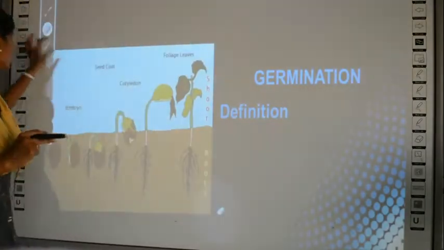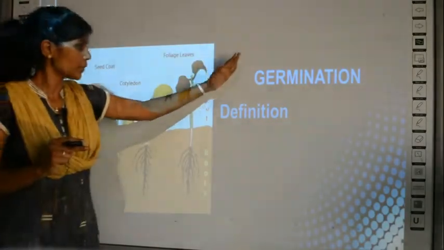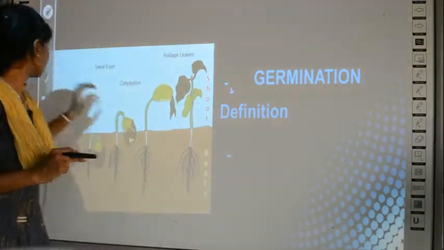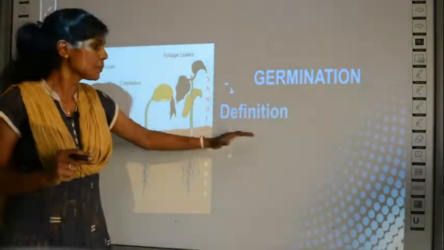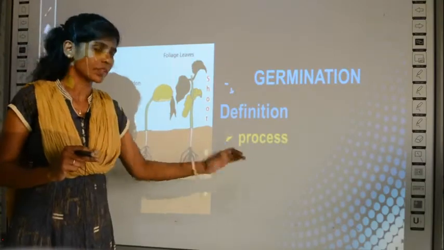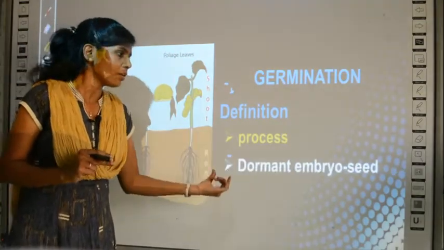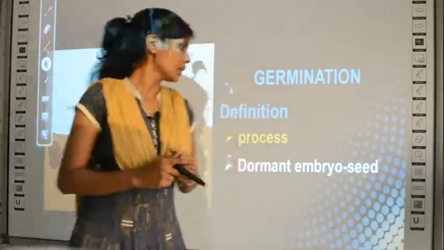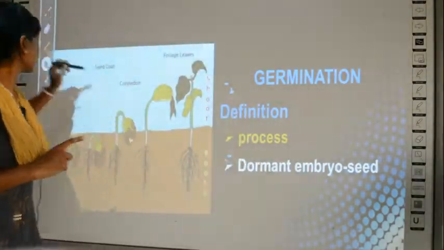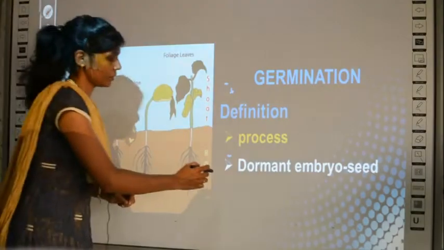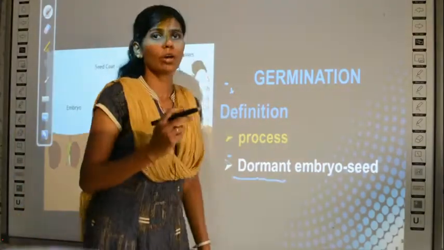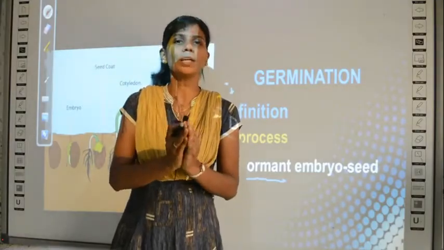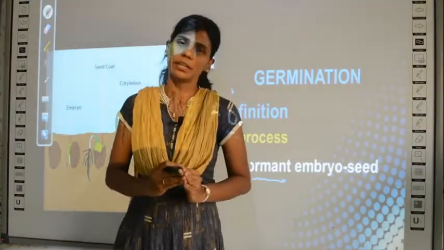So what is the definition for germination? As per your book, germination is defined as a process where a dormant embryo seed, what does the word dormant mean? Dormant or dormancy means it is not dead, however it is inactive in nature.